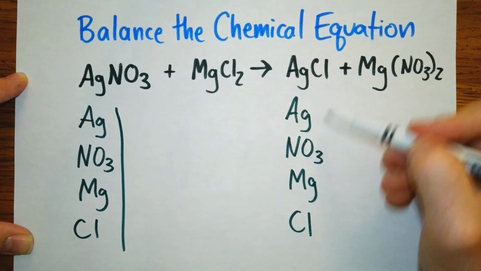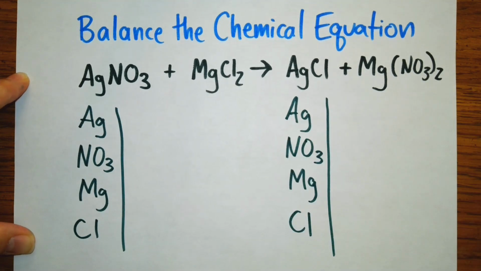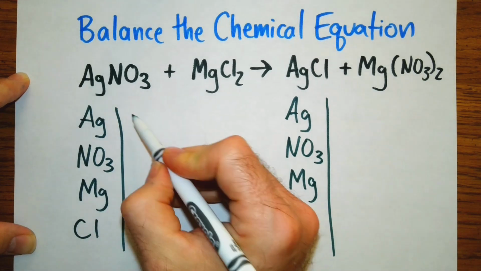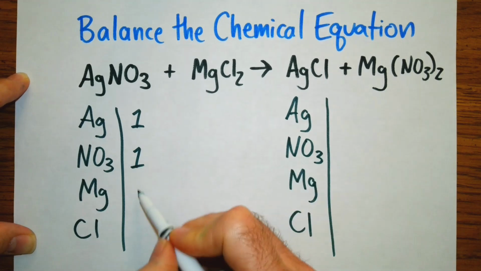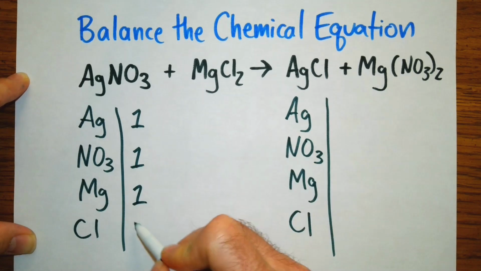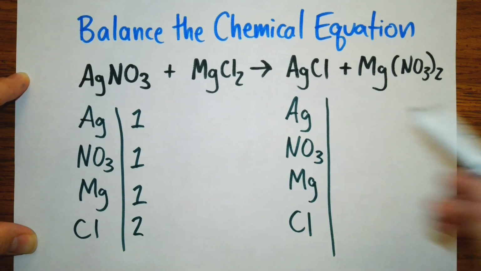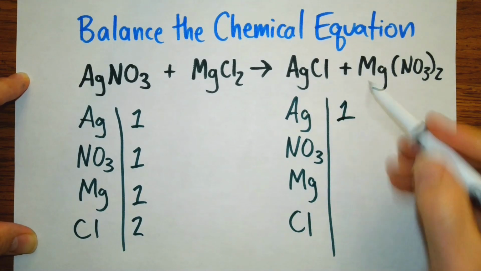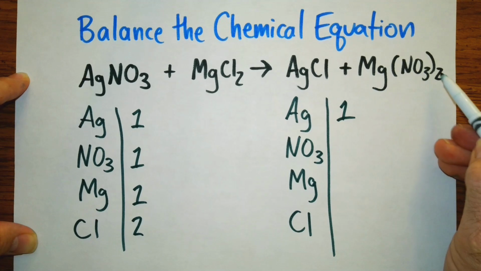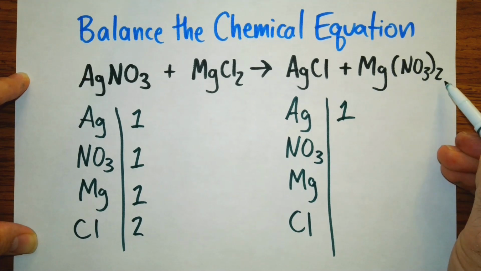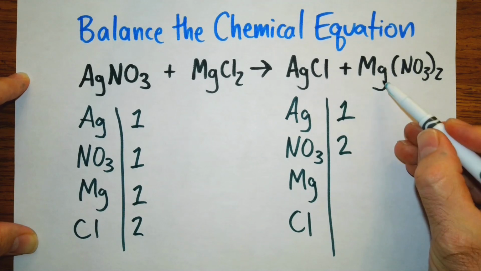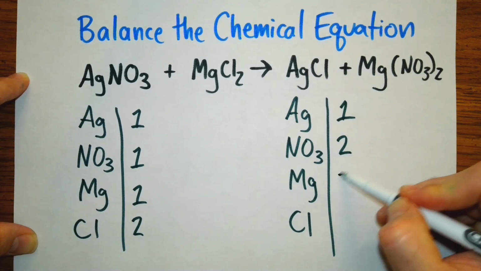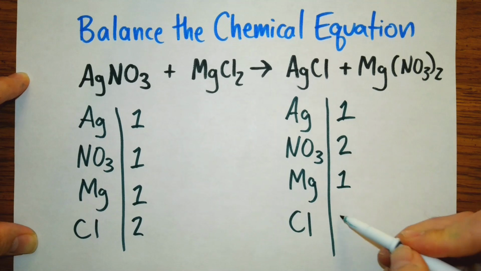Okay, we draw a line. First thing I'm going to do is just count them, see how many we have. Okay, we have 1 silver. The NO3s, we have 1 of those groups. Mg, we have 1. Cl2, we have 2 of those. Okay, Ag, got 1. Our NO3, well, since it's covered in parentheses and has a subscript of 2, that means we have 2 of those groups. That's immediately unbalanced, so we're going to have to worry about that in a moment. And for our magnesium, we have 1. And our chlorine, we have 1.